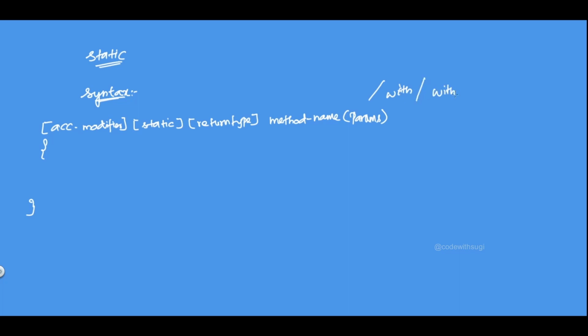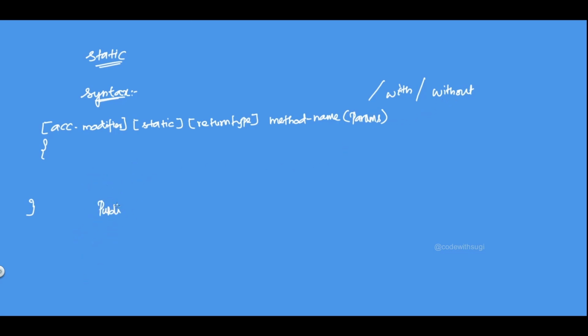The method will have access modifiers, and then the keyword static, then the return type, then the method signature, that means the method name, and then open bracket and close bracket, and open and close curly braces. Here we can have parameters, so with or without parameters you can create static methods.